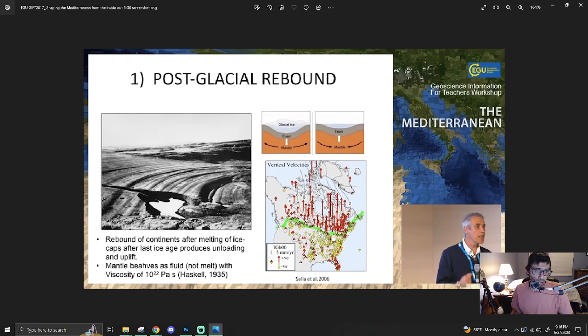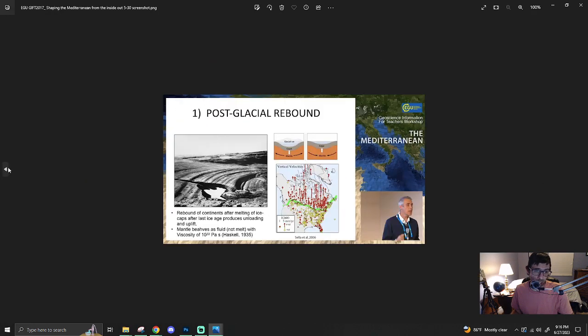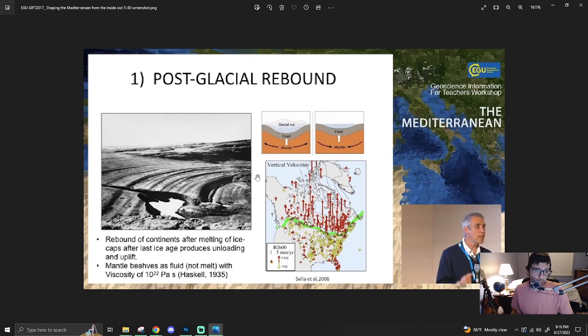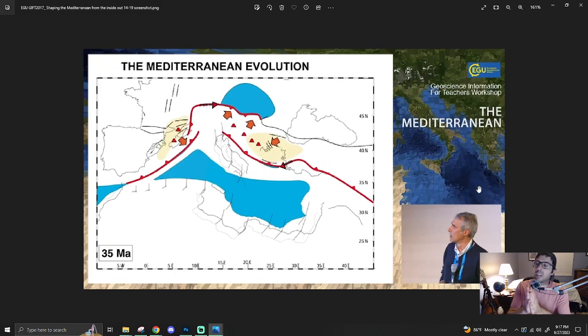Post-glacial rebound, so he's talking about glaciers. Don't know why. I don't recall if he was saying... Oh, yeah, that's right. He was saying that the mantle behaves like glaciers, where it can flow. I believe it was the mantle that he was referring to, but he was talking about glaciers as an example.